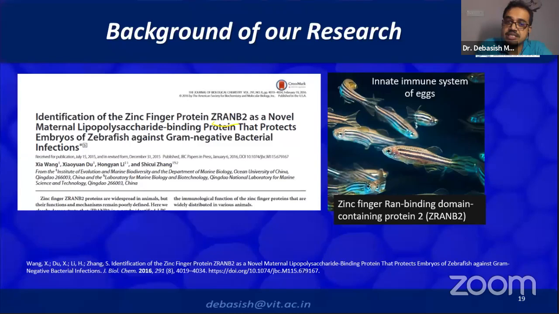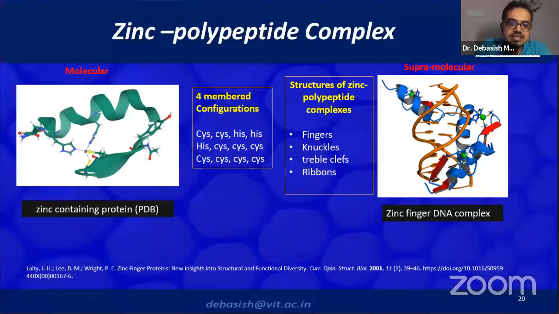So, what is the mechanism, how it can do? Let's see how zinc polypeptide complex works. Zinc is a metal, divalent metal. It's a transition metal though. So it attaches to the protein, hanging with four amino acids of any kind of protein. It is a very popular and multifunctional structure or domain of proteins.